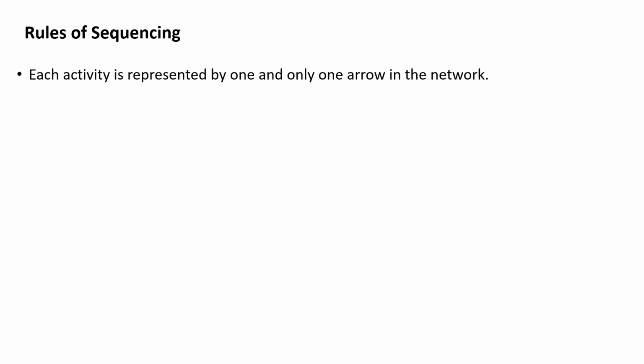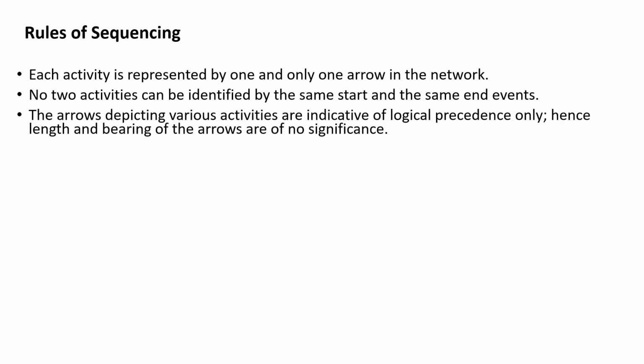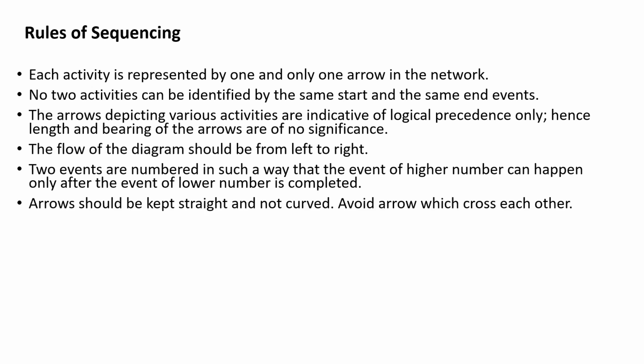Now we look at some of the rules of sequencing. Each activity is represented by one and only one arrow in the network. No two activities can be identified by the same start and the same end events. The arrows depicting various activities are indicative of logical precedence only. The length and bearing of the arrows are of no significance. The flow of the diagram should be from left to right. Two events are numbered in such a way that the event of higher number can happen only after the event of lower number is completed.